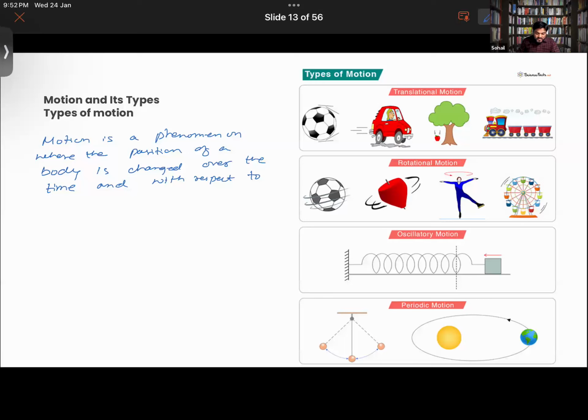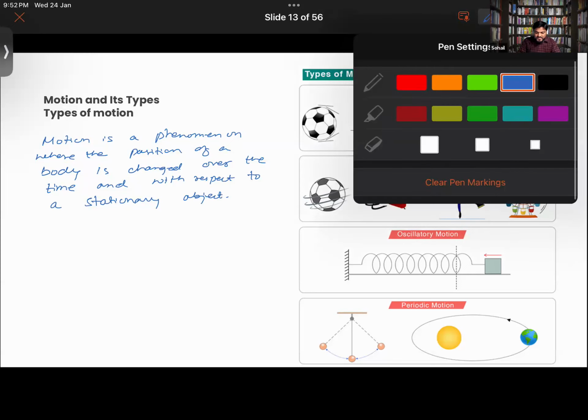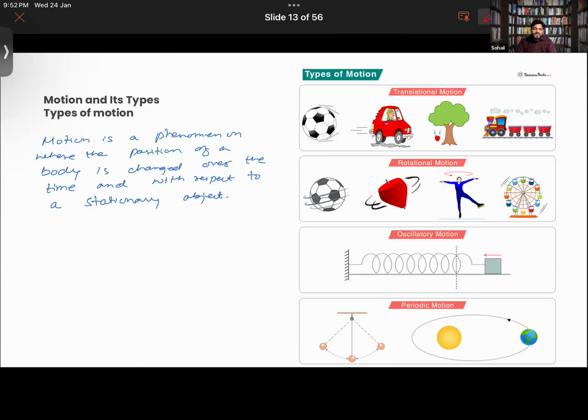So motion is a phenomenon where the position of a body is changed over the time and with respect to a reference point, or say a stationary object, right? Now, with respect to Earth, right now I am in a stationary state. I haven't changed my position. Time is increasing, time is passing by, but my position with respect to Earth has not changed. Earth, with respect to me, is a stationary object, right?